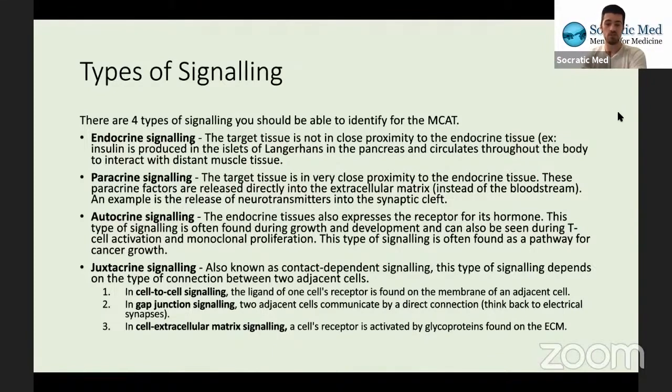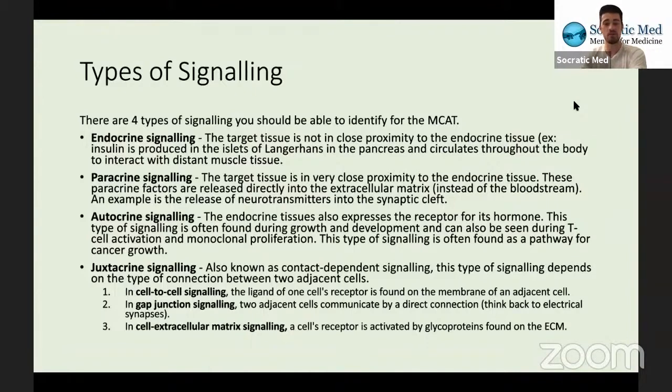Gap junction signaling, two adjacent cells communicate by a direct connection. So think back to electrical synapses when we were talking about the nervous system. That's a form of gap junction signaling because these two cells are connected between these gap junctions, and they can communicate with each other that way.